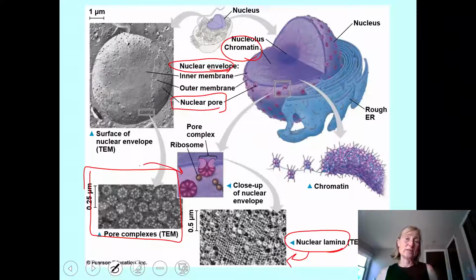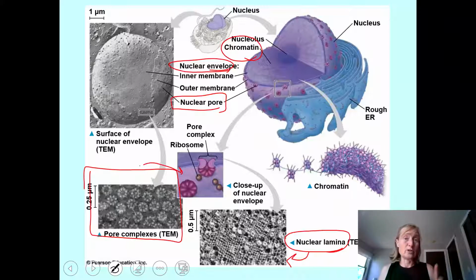And these chromatin strands consolidate or coil up to form chromosomes during some part of the cell's life cycle. And if you have an unusual number of chromosomes, that's usually not good for the organism. Okay, and a couple other things about what happens in the nucleus.